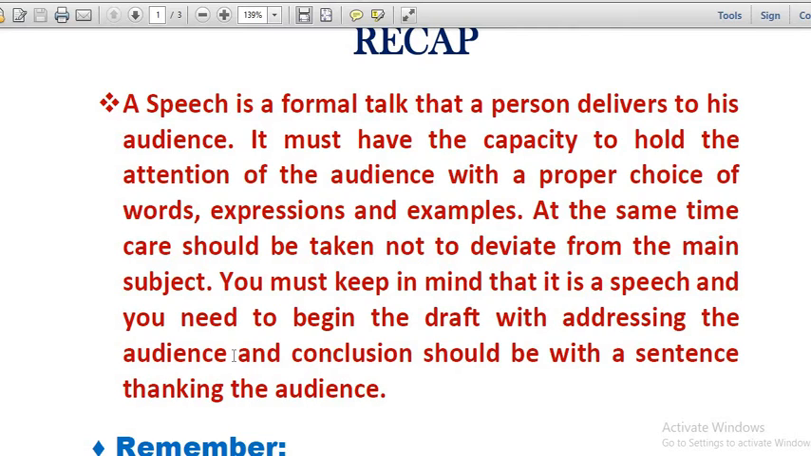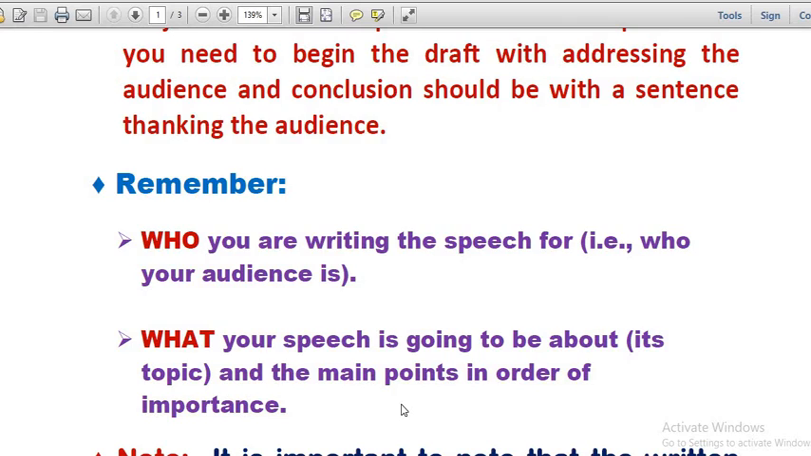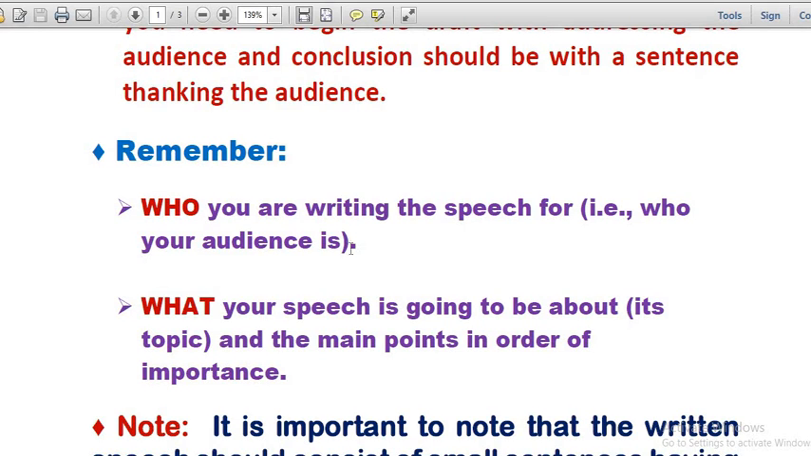The conclusion of the speech is also very important, where you have to thank the audience. I guess up to this it is clear to all of you. I am recapping the things to remember: who you are writing the speech for, that is who your audience is. This thing you have to keep in mind.